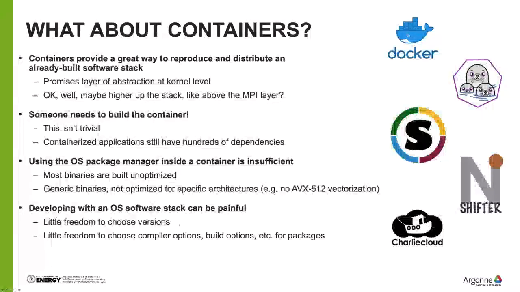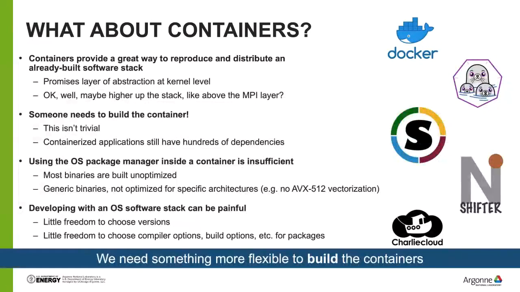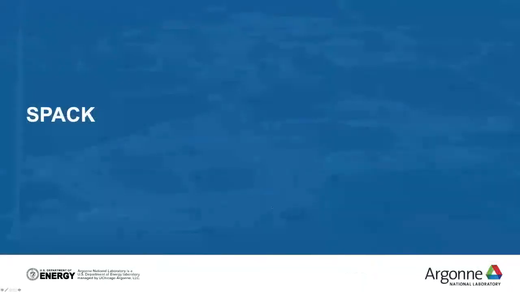And if you're developing within a container and you're only developing against the provided OS software stack, like if you're in a Red Hat container, then you're only using the pieces that they're providing for you, and it's going to be painful. You're not going to have control over the versions you need, or the options you want for all of the packages. So we would like to have something more flexible in order to build the containers and to do software in general. This is the goal of SPAC.